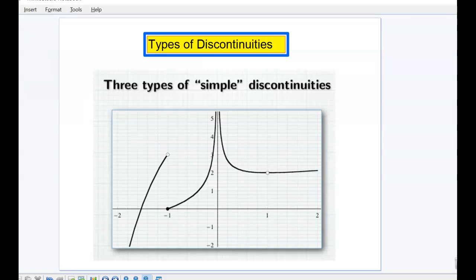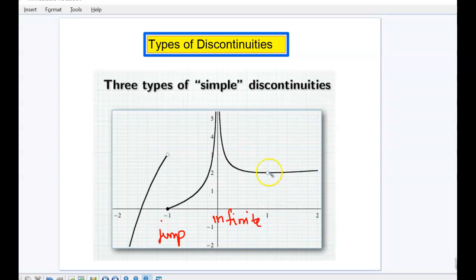Okay, so we learned three different types of discontinuities in the video. And this first one at x equals -1, we call that a jump discontinuity because the limit from the left doesn't equal the limit from the right. At x equals 0, we call this one an infinite discontinuity because on the left and the right, the graphs are both approaching positive infinity.